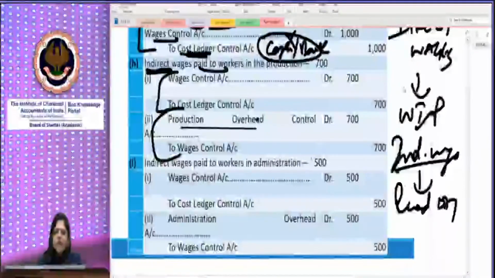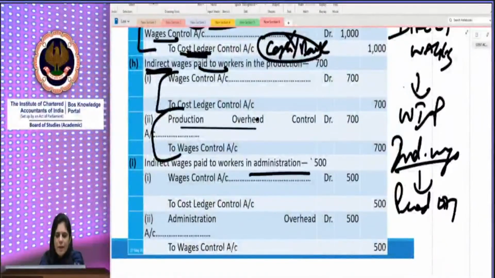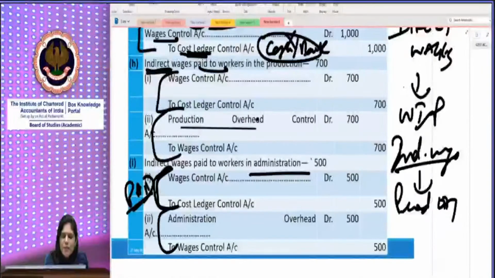Now, indirect wages to administration. It can go to administration also. So first you have to incur it. First you have to pay it or incur it, and then you transfer it. The cost ledger has nothing to do with the transfer entry.